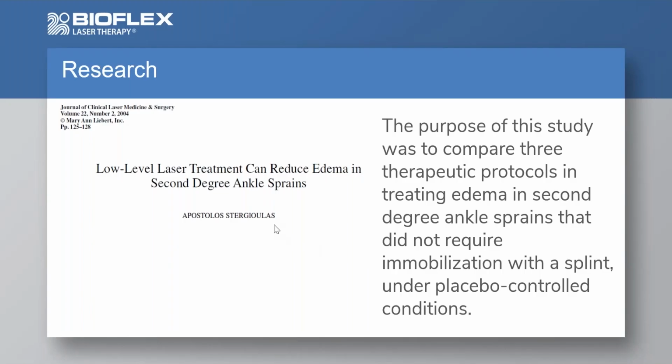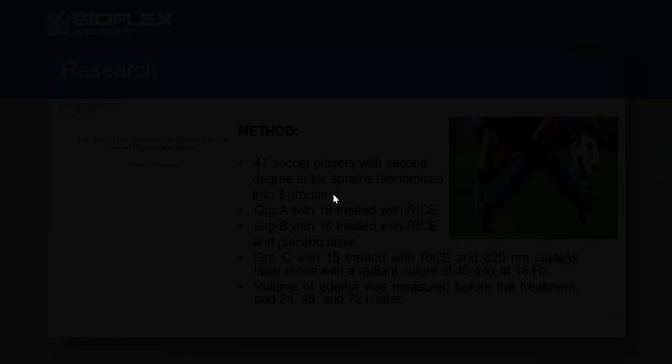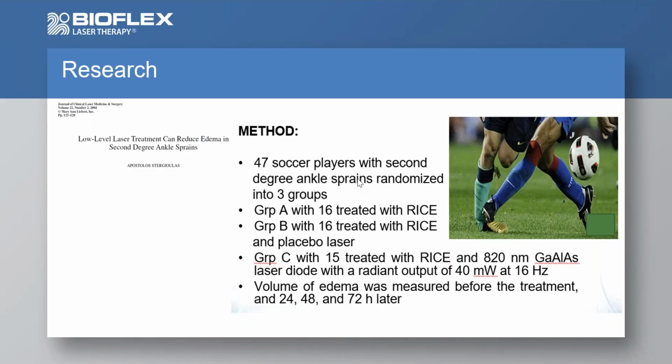Another paper that's well documented and oftentimes referred to was published in 2004, and this one looked at the effects of photobiomodulation to reduce swelling or edema in second-degree ankle sprains. They looked at soccer players specifically with these second-degree ankle sprains, and they were randomized into 3 specific groups, A, B, and C. They either received just RICE, or RICE with placebo laser, or RICE with a near-infrared 820 nanometer laser with 40 milliwatts, and they pulsed it at 16 hertz, which is interesting.